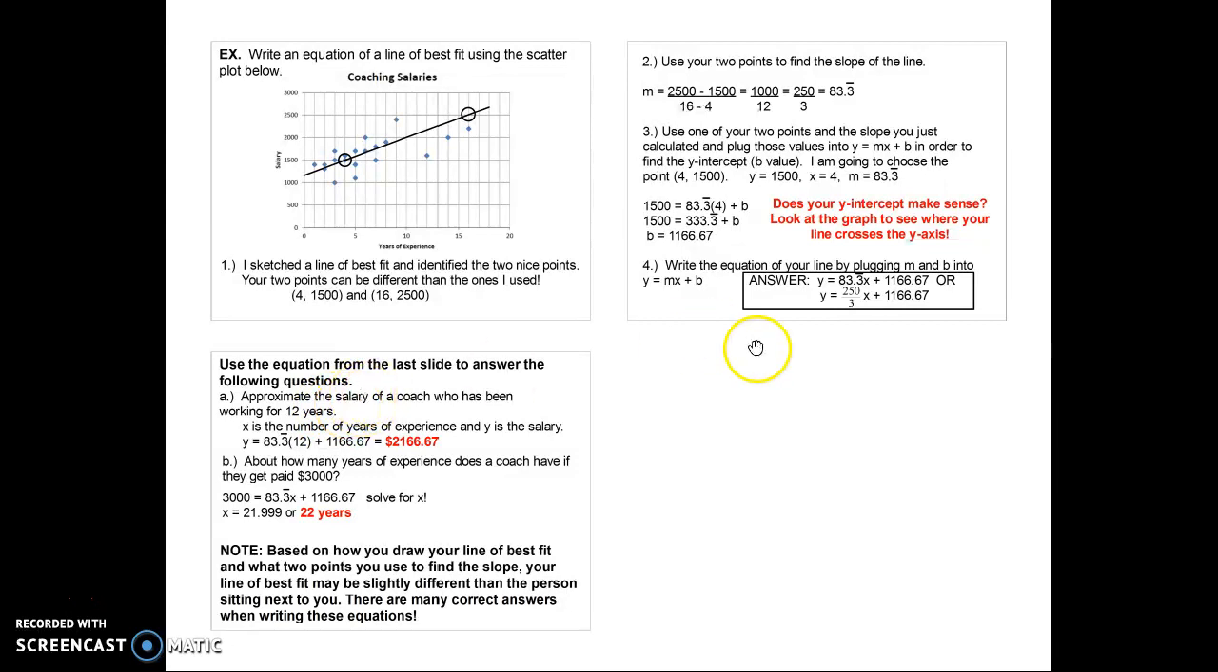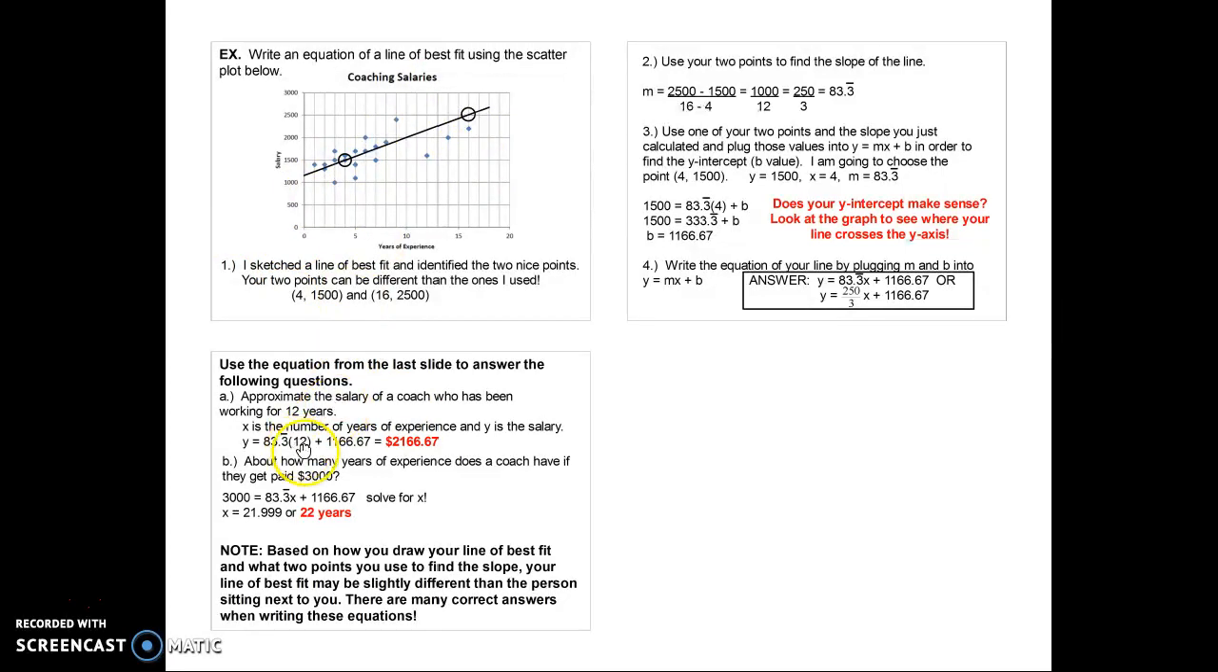You can use your equation for this. So I have y equals 83.3x plus 1166.67. Well, I know that this coach has been there for 12 years. I'm going to plug that in for my x value. Solve for y. So 83.3 times 12, add your 1166.67. You're going to get a total of about $2,166.67. That's the approximate salary based off of this data that we were given.